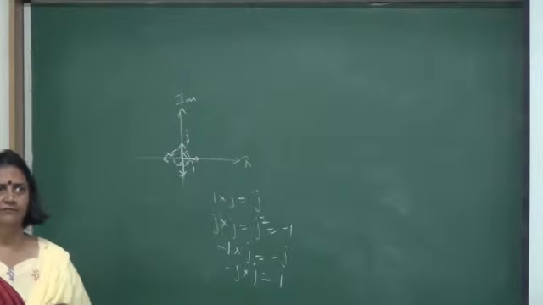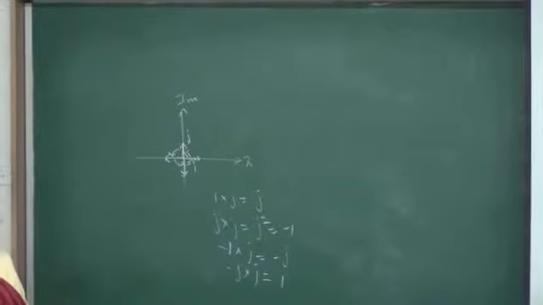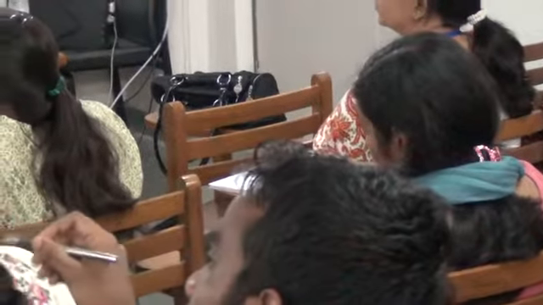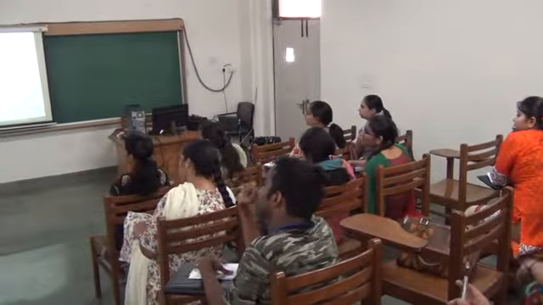Also you can write j equal to e to the power j pi by 2. It is e raised to j omega t, that way. It is cos pi by 2 plus j sin pi by 2. Yes, that is theta, the same thing.